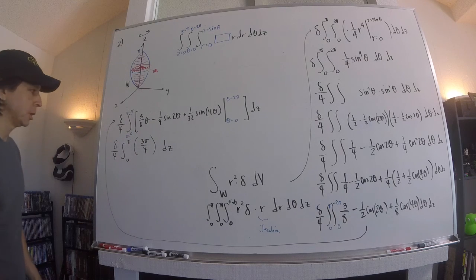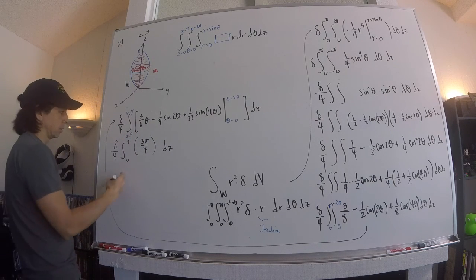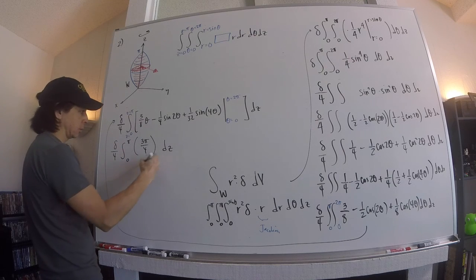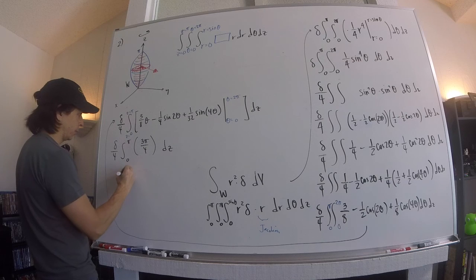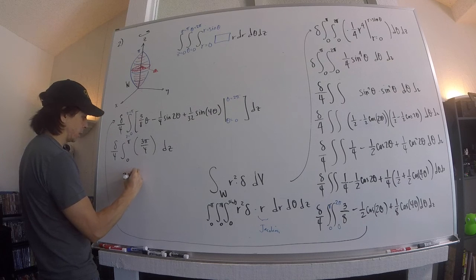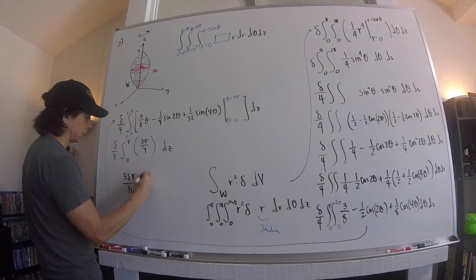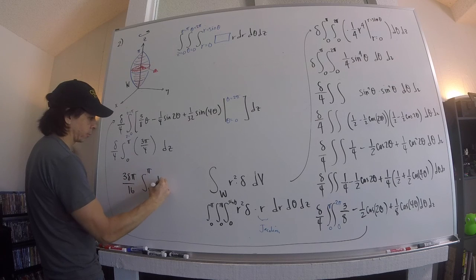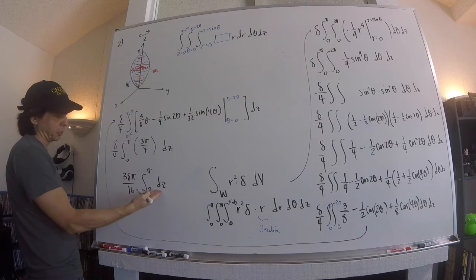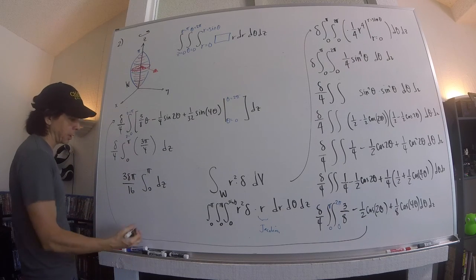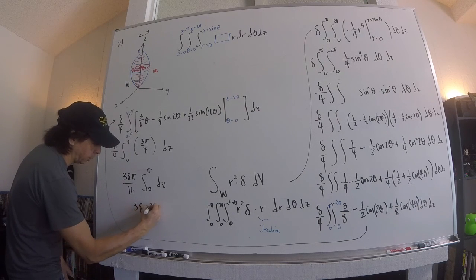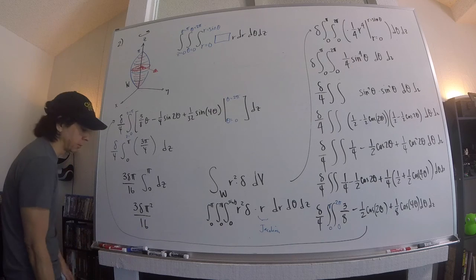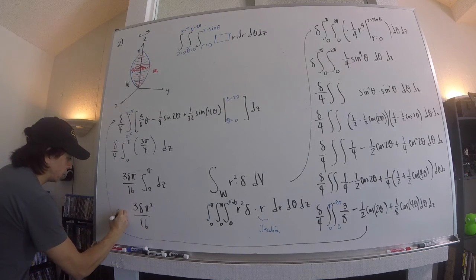Doing with respect to z last. That's a delta, not neat. I'm going to have 3 pi over, I can pull that out, so what I got is now 3 delta pi over 16, which is going to be z, pi minus 0 is pi, so I got an extra pi. 3 delta pi squared over 16. I believe that's my moment of inertia.